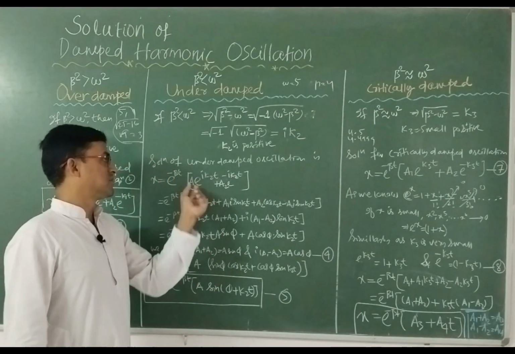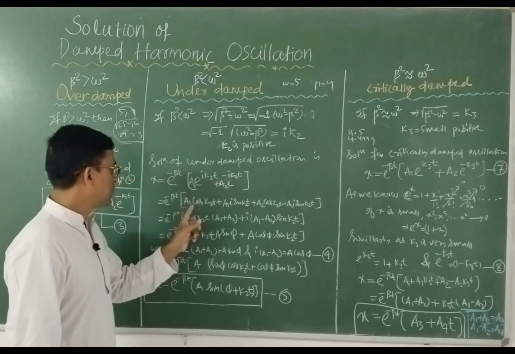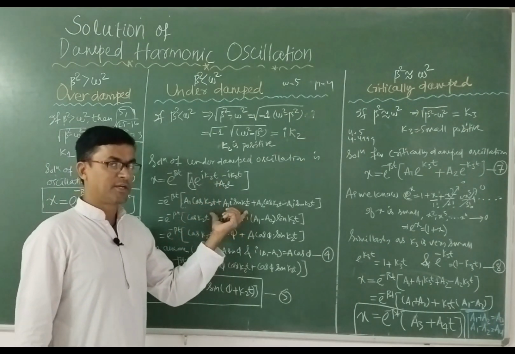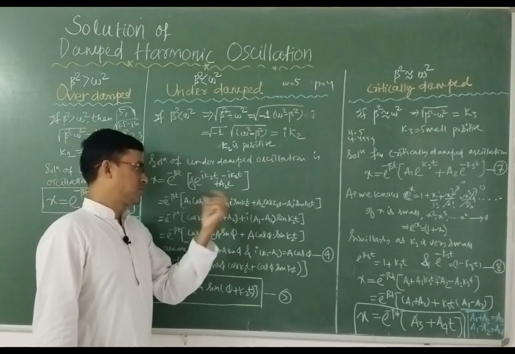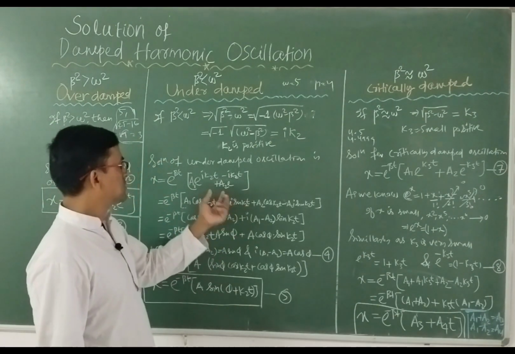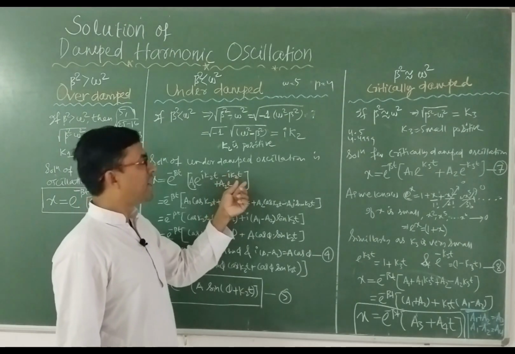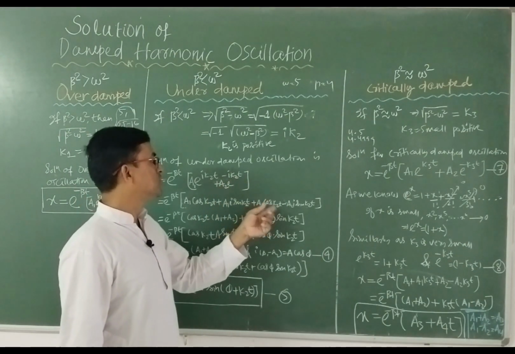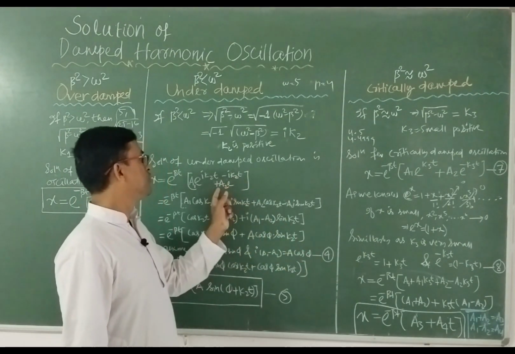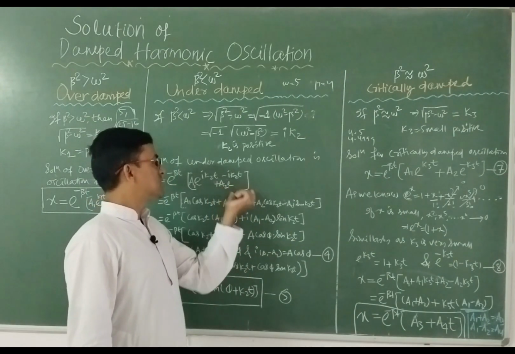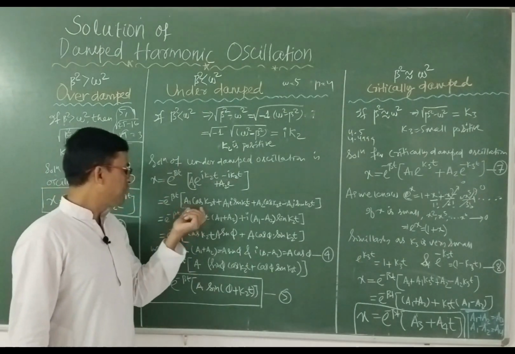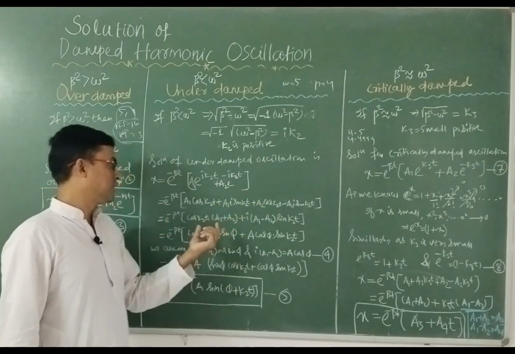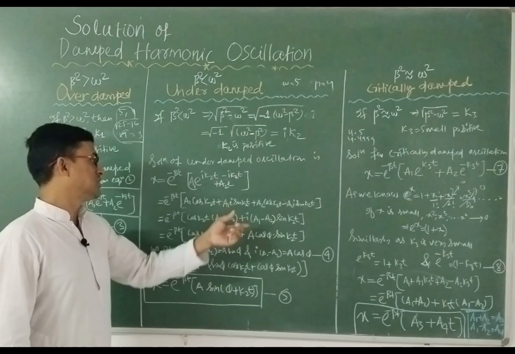Just open this e to the power ik2t: cos k2t plus i sin k2t. As a1 is multiplied, we get a1 cos k2t plus a1 i sin k2t. Plus this e to the minus ik2t, means cos k2t minus i sin k2t. If you multiply a2 with this, a2 cos k2t minus a2 i sin k2t. Then if you take cos k2t common from the first and third terms, it is a1 plus a2.